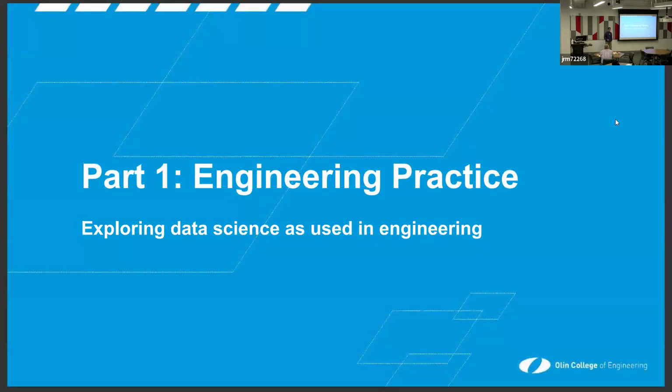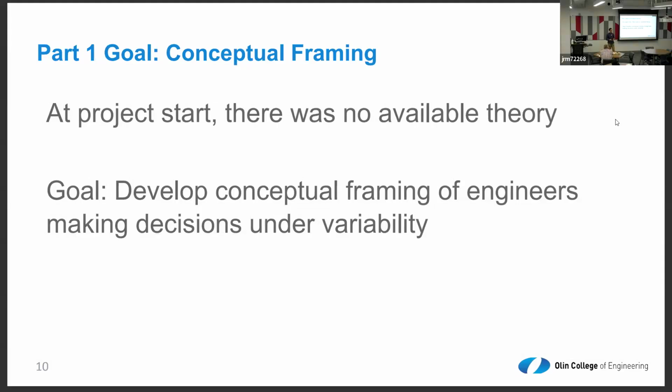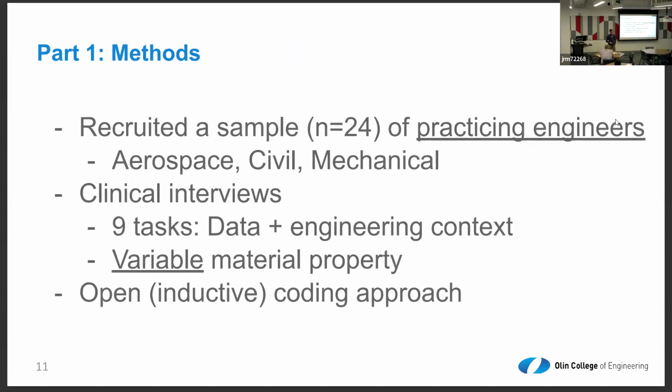So part 1 is all about engineering practice. At the beginning of this project, back in 2021 or 22, when I was initially planning it, there was really no theory to guide or ground any of this work. There wasn't even really language to describe these kinds of issues. So my initial goal was really to develop a conceptual framing of how engineers make decisions under variability. Towards that end, I carried out a qualitative study. I recruited a sample of 24 practicing engineers. These are folks with substantial engineering industry experience.